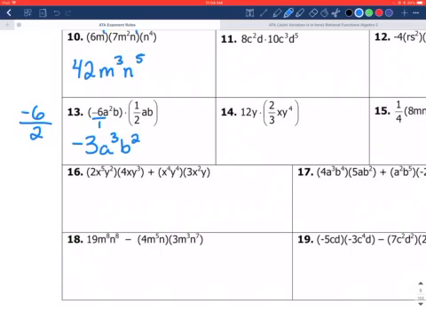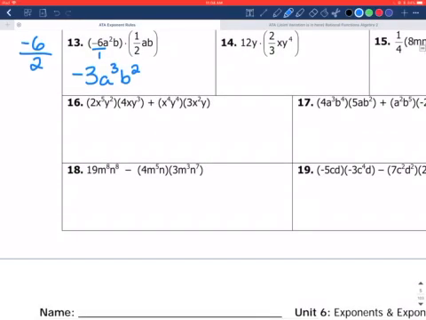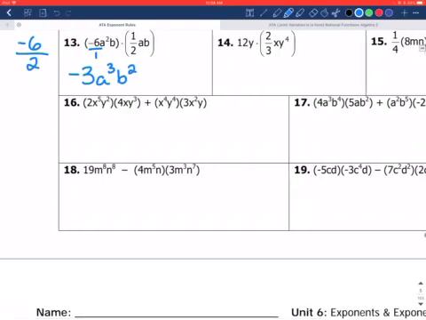All right, now for number 16, or 16 and 18 I'll do with you. They are going to give you product rule, multiplying, and adding and subtracting. Okay, so it's a two-step problem. So first we're going to multiply the 2 and the 4. That'll give us 8. And then we add the exponents. That'll give us x to the 6th and y to the 5th.